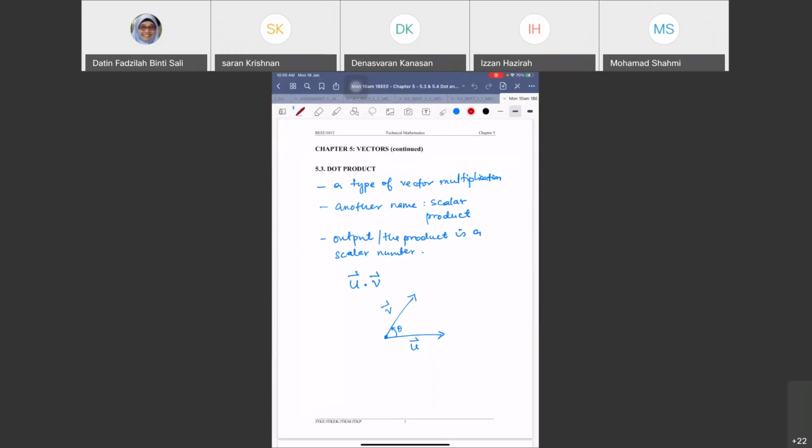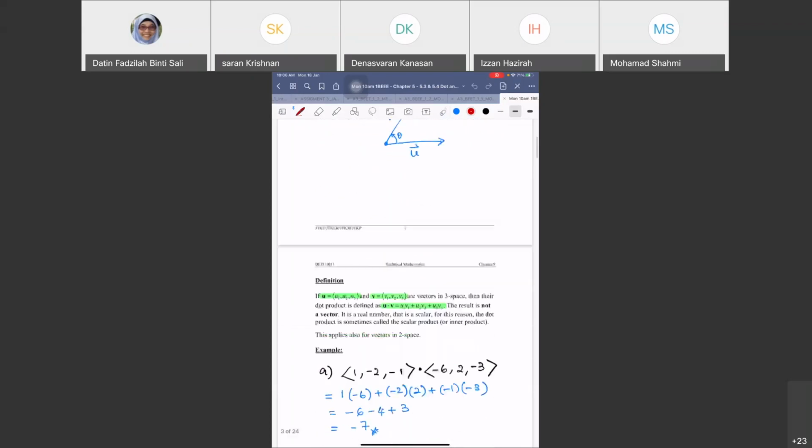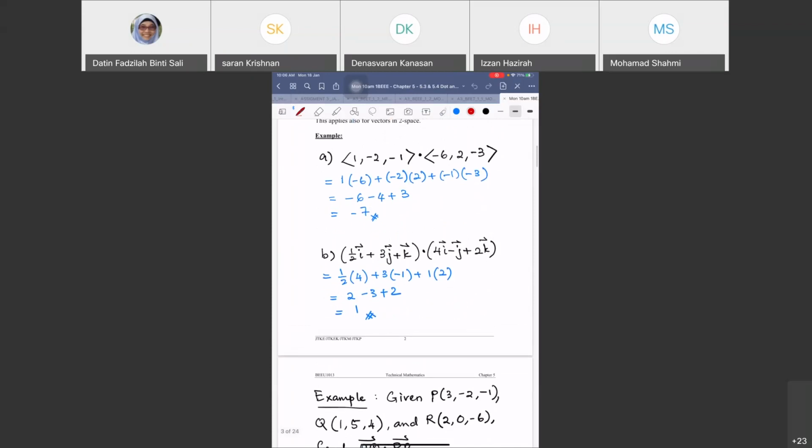Just to recap what we have learned last week regarding dot product. Last week we talked about dot product. We said that dot product is a type of vector multiplication. We have another name, which is scalar product, because when we do the multiplication, our product is a real number. That's why we call it scalar product, or dot product because of the notation of the dot in between. We have looked at how we actually do the dot product using components.